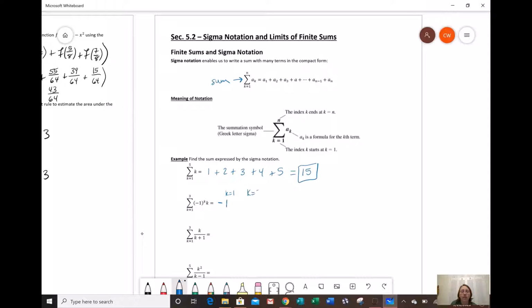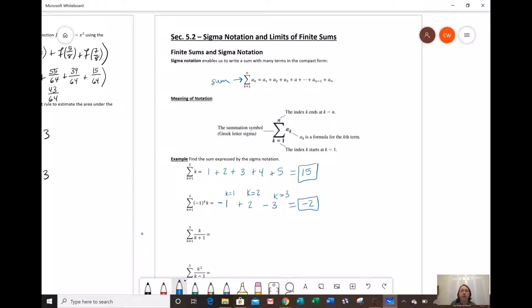If we plug in k equals 2, our second term, negative 1 squared would be positive 1. And then k would be 2. Plug in k equals 3, which is our last value we're plugging in this sum. Negative 1 to the third is still going to be a negative 1 times the 3 is just going to be 3. So that ends up giving us negative 2. That's your sum. So this notation here creates what we call an alternating sum. Notice the signs alternate every step of the way.